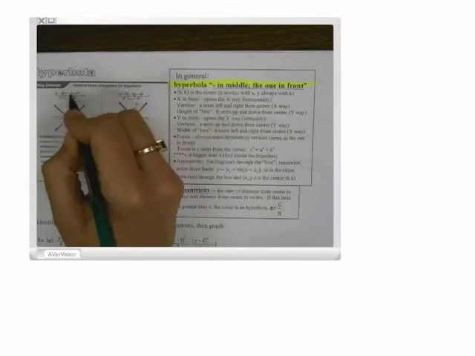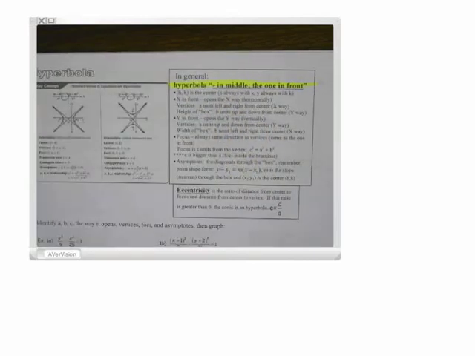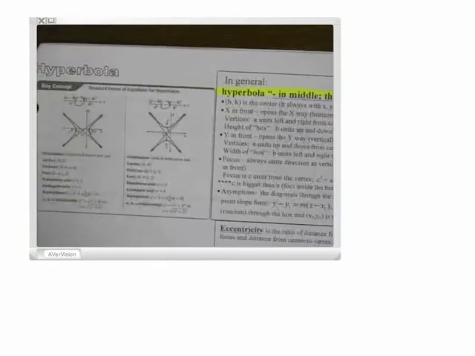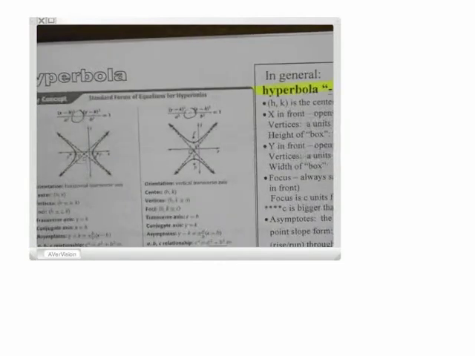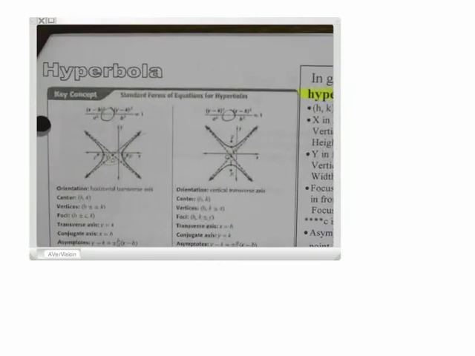There's a minus sign in the middle. Okay, that's really important. That's one way. It looks just like an ellipse except without a plus sign. Minus sign in the middle.